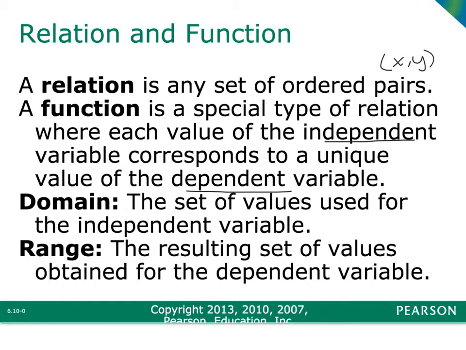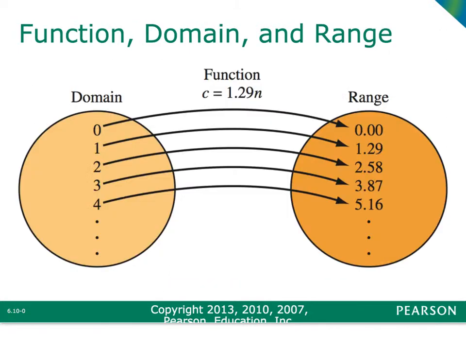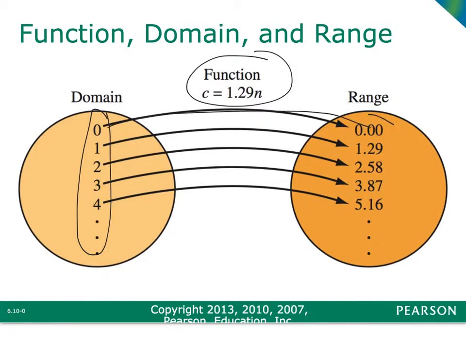Domain is going to be the set of x values that are permitted in the problem, and range is the set of y values that output as you complete your function. So for an example, if our function was the equation c equals 1.29n, our domain is all of the n values that you can use, and notice that each n value has one unique c value that will come out. So the n would be your domain, and the c would be your range.